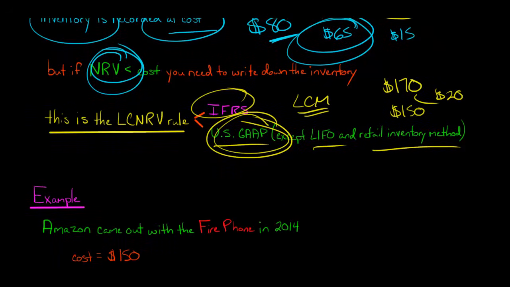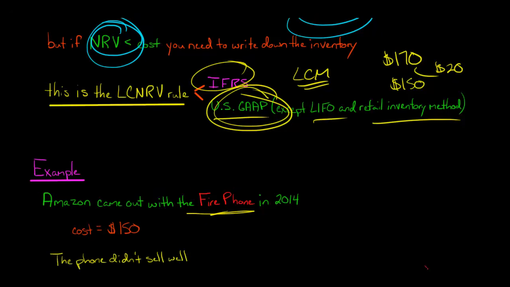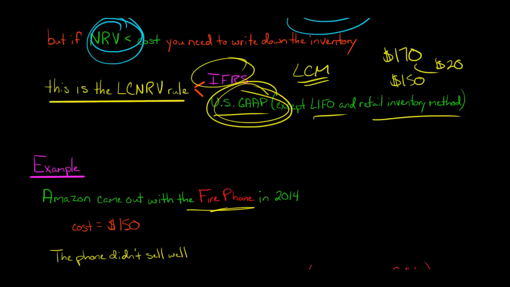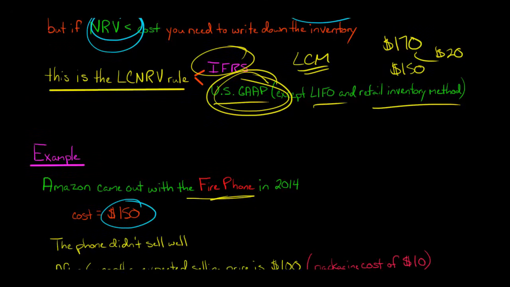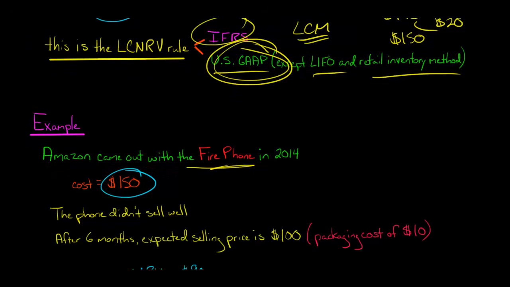Now, let's do an example. Amazon came out with a new product in 2014, a phone called the Fire Phone. Let's say that the cost to produce each Fire Phone was $150. So let's just focus on one phone. It costs $150 to make that phone, so that would be what appears on Amazon's balance sheet. Obviously, they made many more than one phone, but let's just say they had one phone for $150, and the phone didn't sell well.